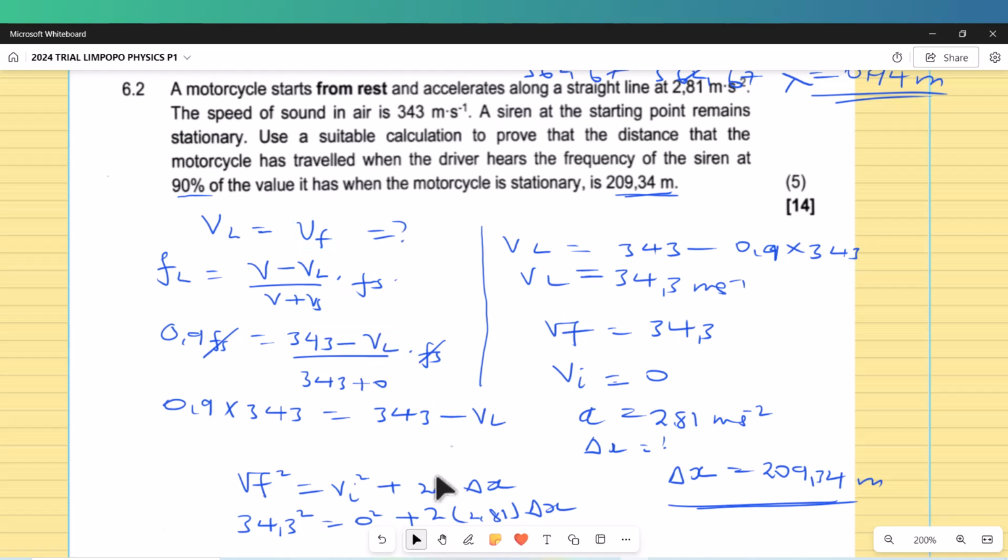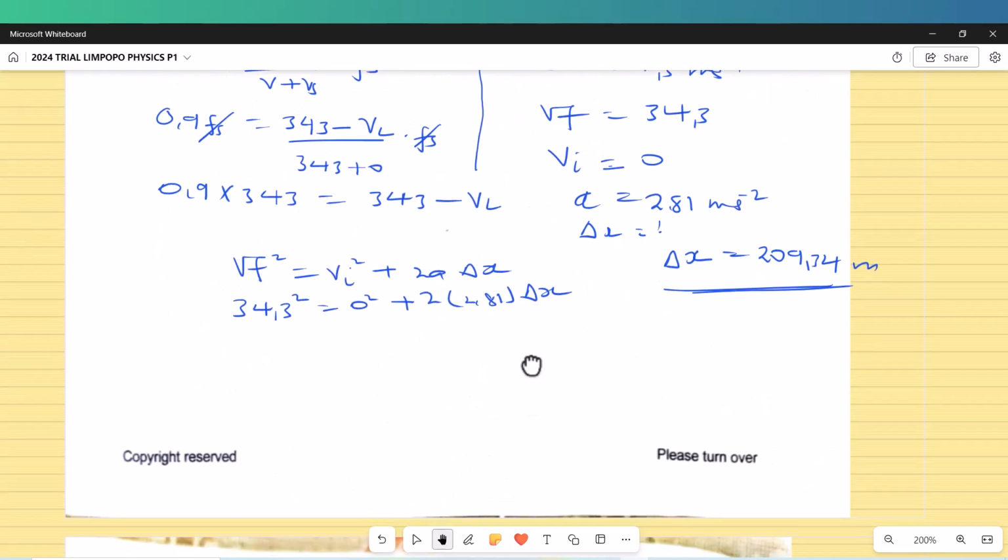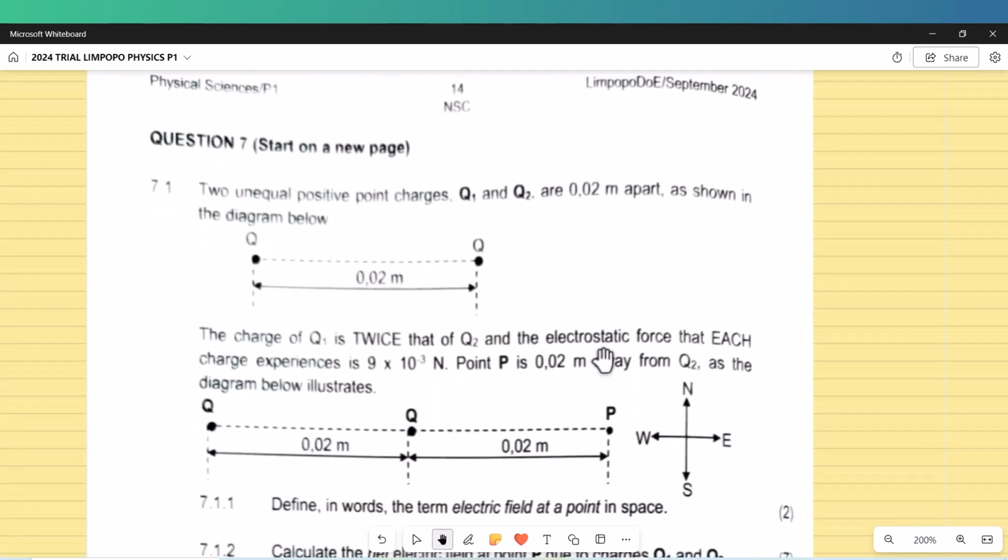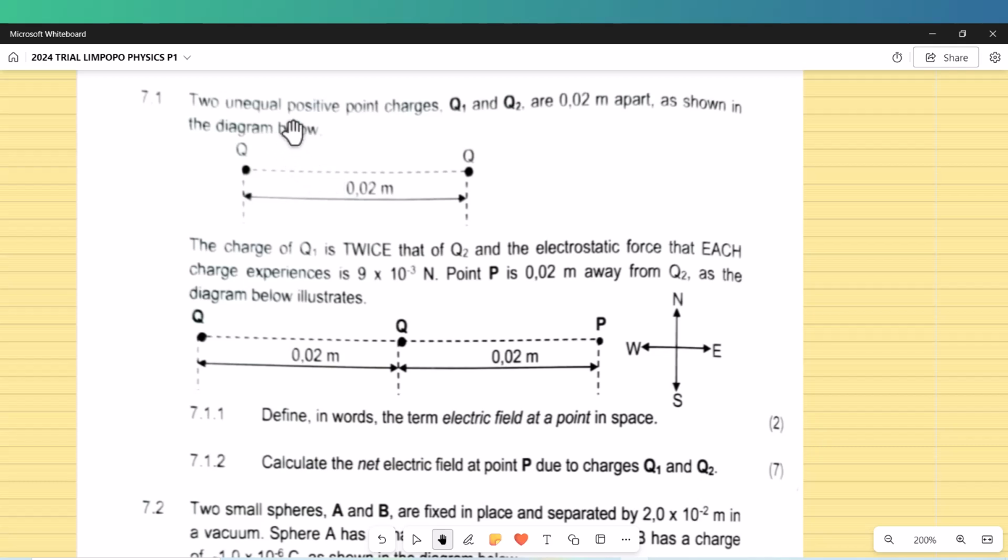Our next question on the queue here is question 7, from Limpopo 2024. They say here that two unequal positive point charges, Q1 and Q2, are 0.02 meters apart, as shown in the diagram below. The charge of Q1 is twice that of Q2, and the electrostatic force that each charge experiences is 9 times 10 power negative 3 newtons. Point P is 0.02 meters away from Q2, as the diagram shows. So this is Q1, Q2, 0.02 meters, point P here.